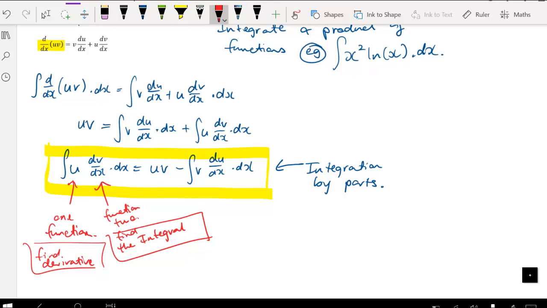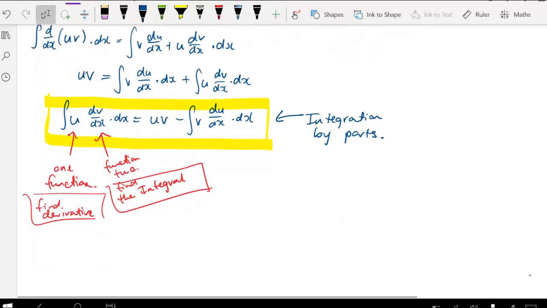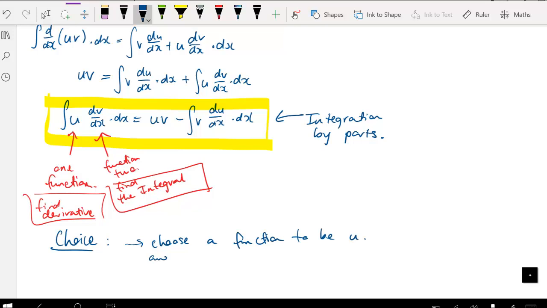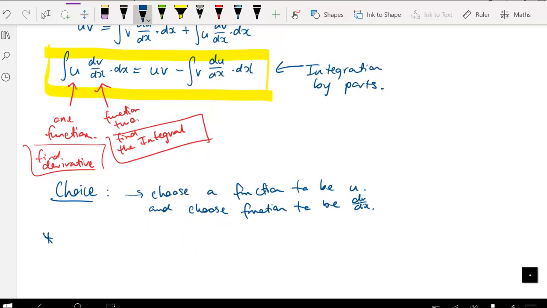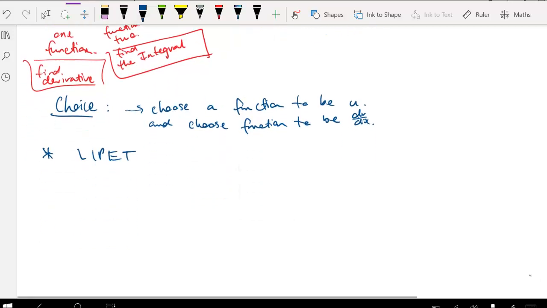but this is our goal. Now when we start these questions, you're going to have a choice, and that choice is you need to choose a function to be u, and you'll have to choose a function to be dv dx. There's lots of different approaches for making this choice. The best one that I have found is using an acronym, LIPET. So LIPET to choose u, and obviously the other one will be dv dx.